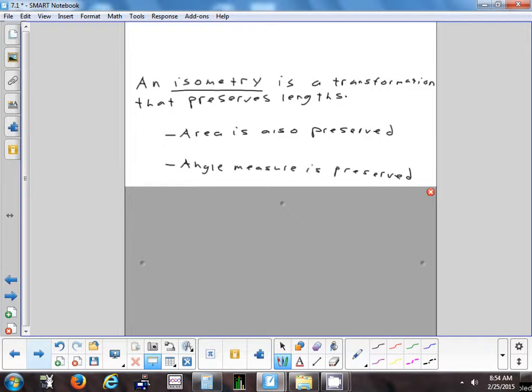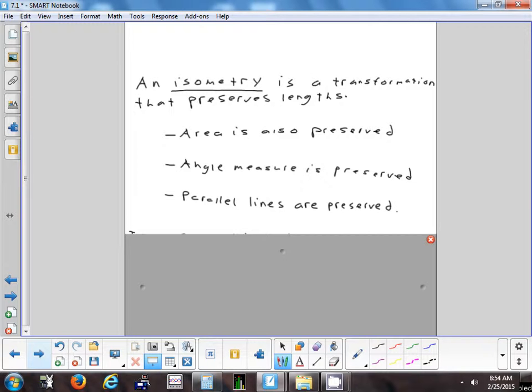Angle measures stay the same. If I took a triangle and translated it, would that change any of the angles just by sliding it? No. So angles don't change if your transformation is an isometry.